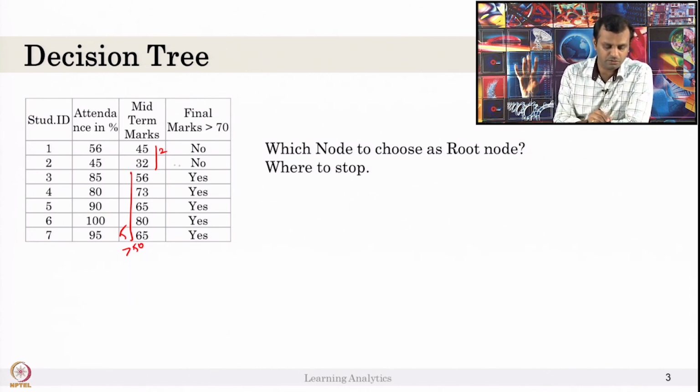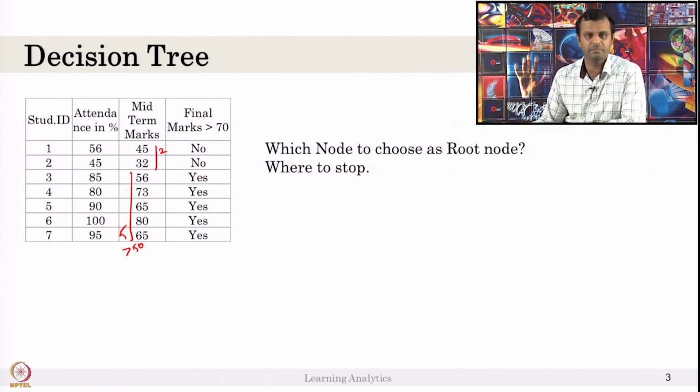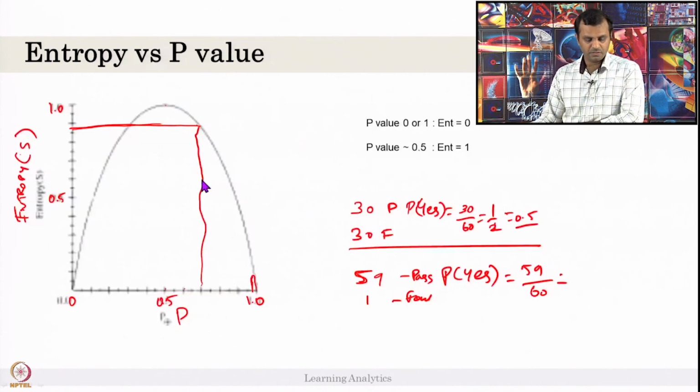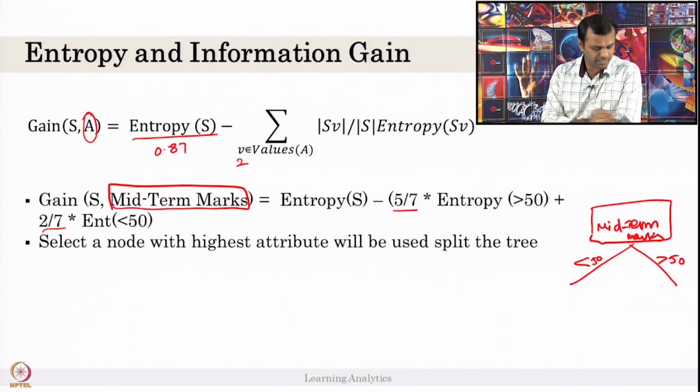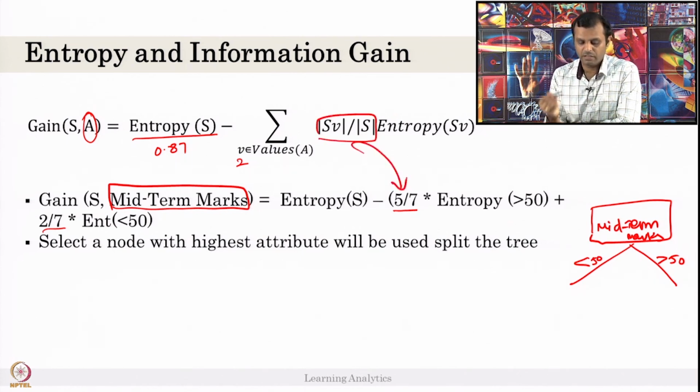Let us see: the 2 students who got less than 50 marks failed, and the other students have passed the exam. So, let us come back here. There are 5 students out of 7 who got more than 50 marks. That is exactly this class. This is 5 by 7 here.